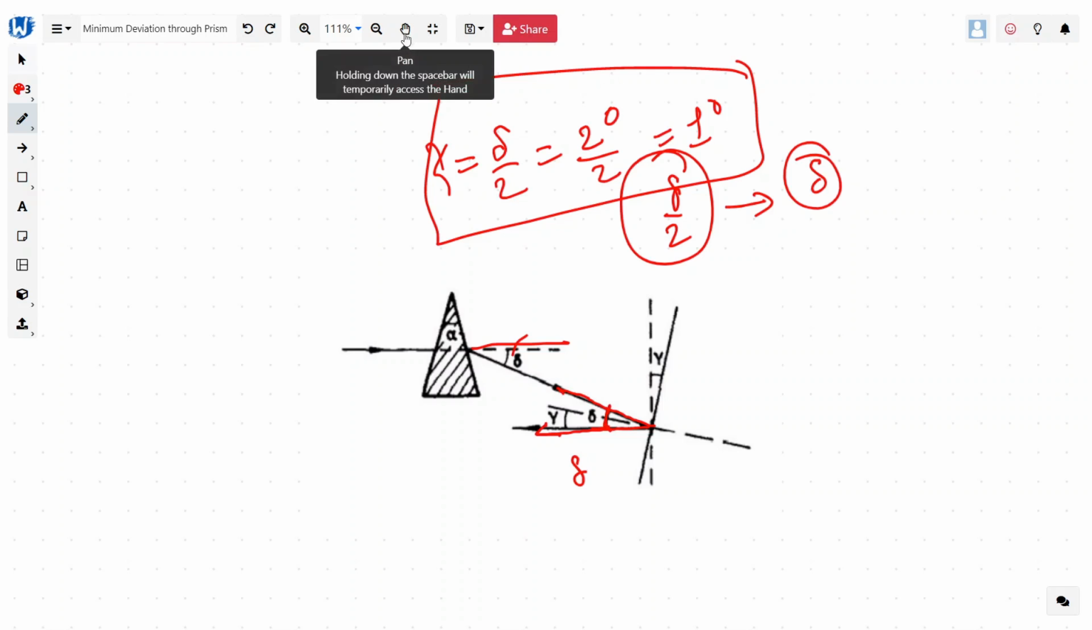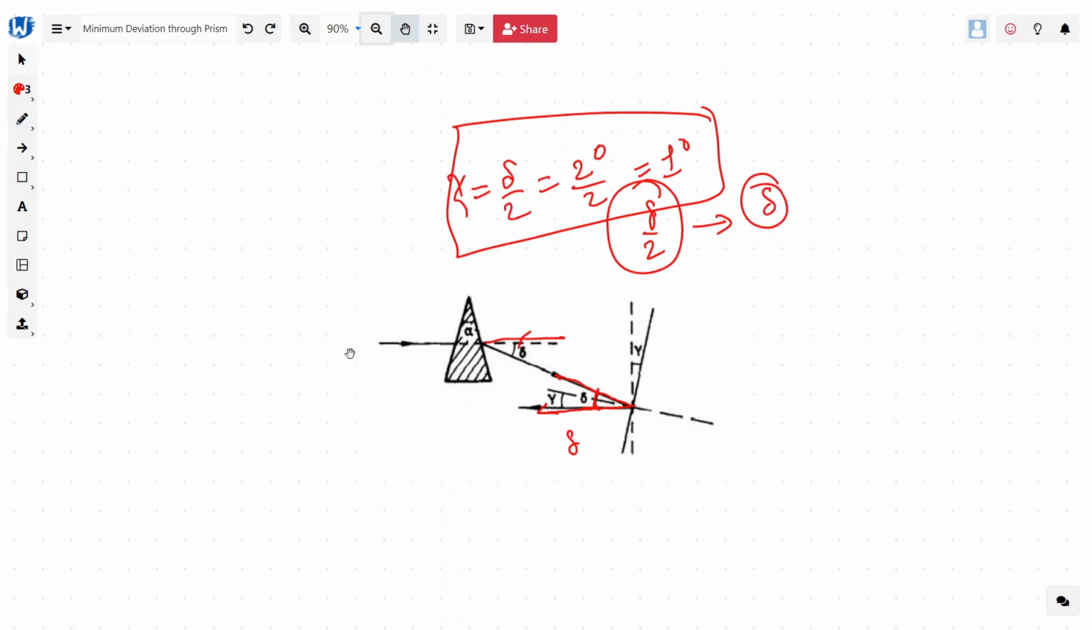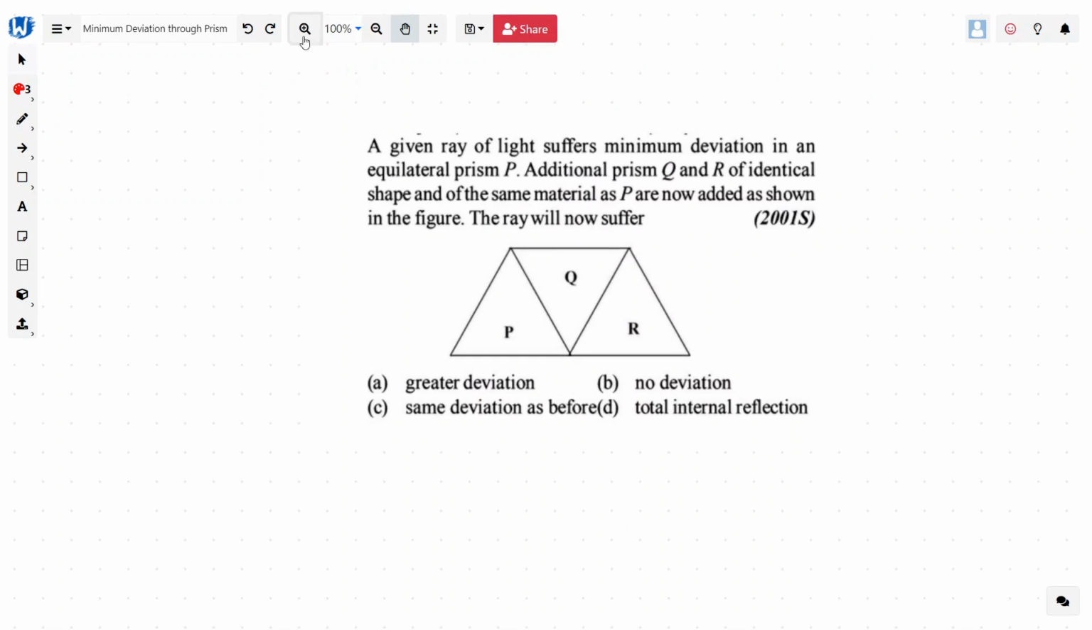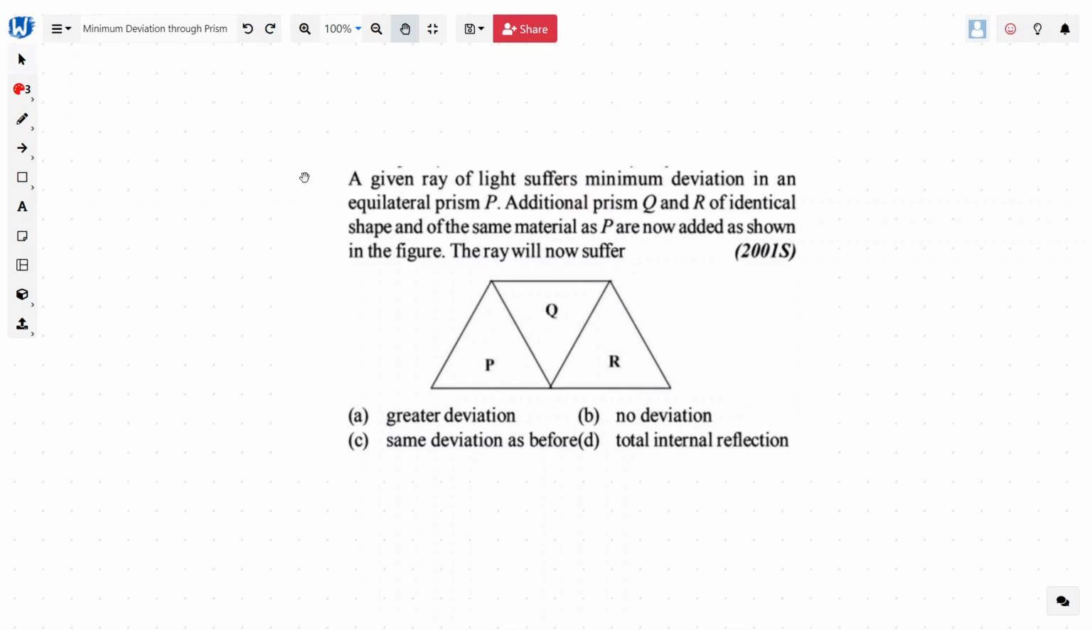So let's move to the next question, which is also conceptual, and if you have your fundamentals clear by now, you'll be able to solve it pretty easily in no time. So now here we go. A given ray of light suffers minimum deviation. Remember, suffering minimum deviation in the equilateral prism P, which is this one. Additionally, prisms Q and R of identical shape and of the same material as P are now added as shown in the figure. The ray will now suffer greater deviation, lower deviation, and so on.